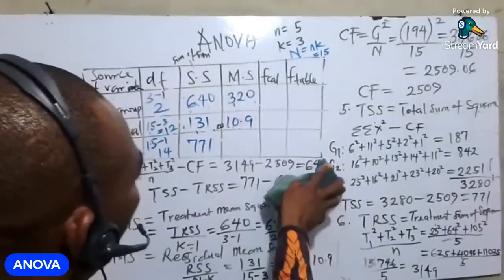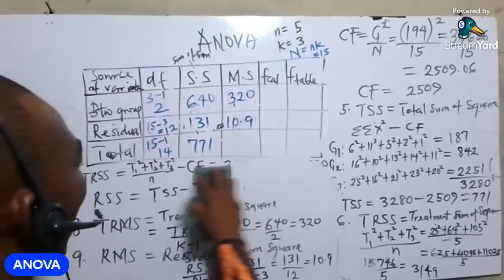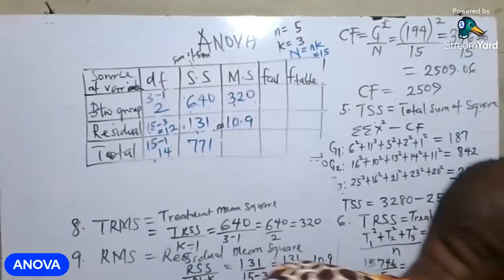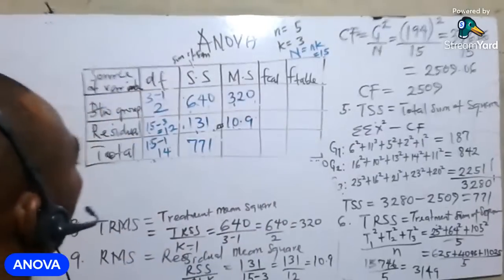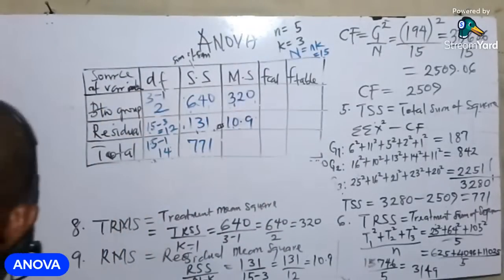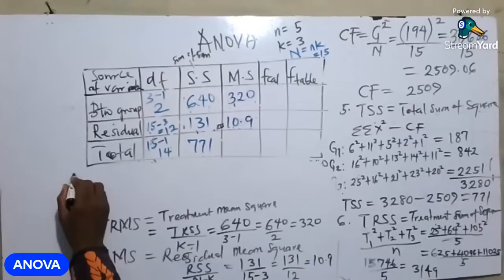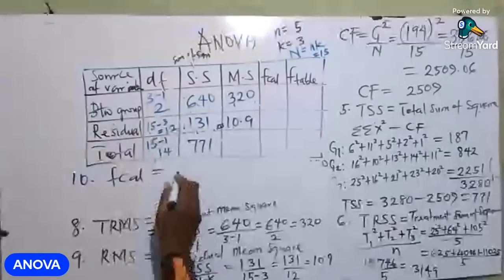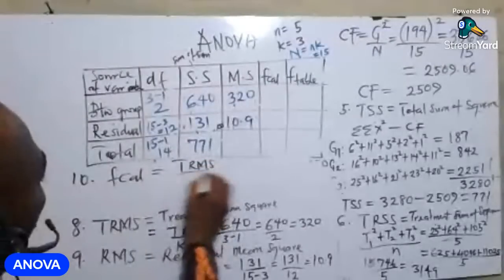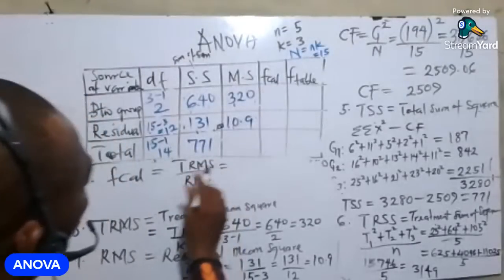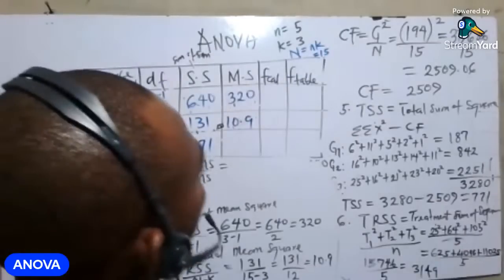Like I told you at the beginning of the class, there are steps. There are 10 steps to get your analysis of variance, to get your F calculated. So step 10. Step 10 is F calculated, called F ratio. So it's just getting your TRMS to be divided by your RMS. So what is your TRMS?